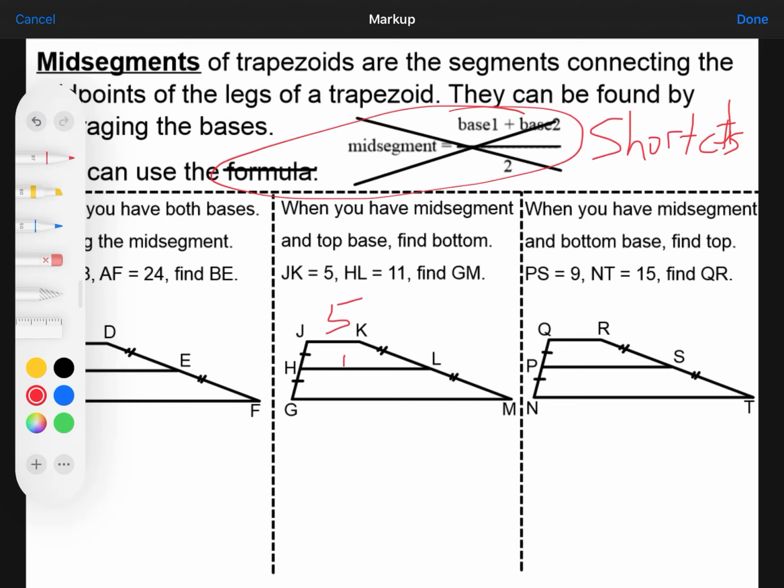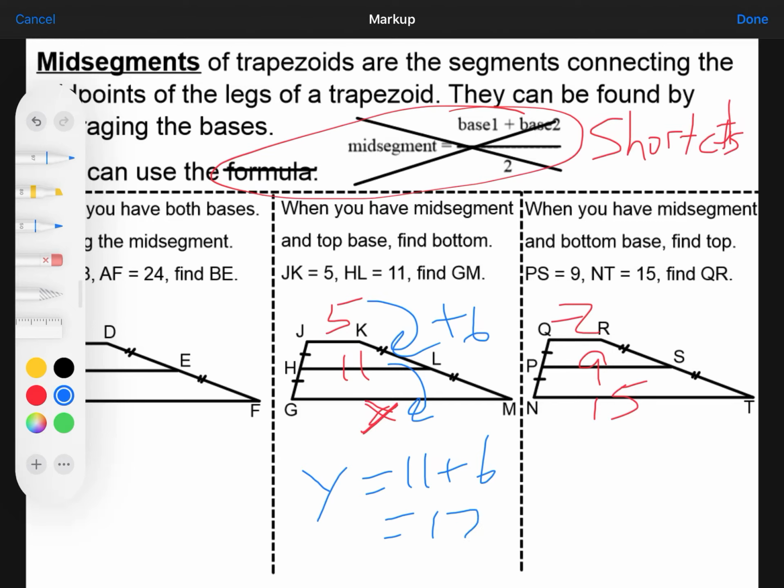So this problem here was 5 and 11. This problem here was 9 and 15. I'll put the letters I had there. I had this as Y and this is Z. But watch how easy this is now. Without having to do all that algebra work, hey, if we had the picture labeled, how do we get from 5 to 11? We add 6. So how do you get to Y? Add 6 again. You're done. Yes, it's really that easy.